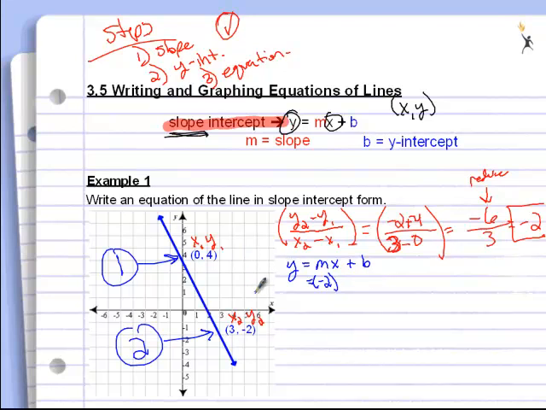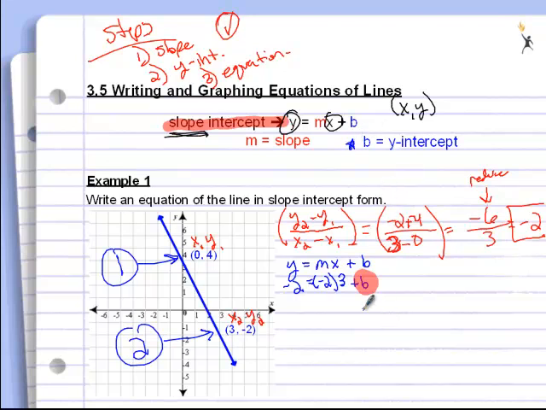Now, I'm going to use this one right down here, number 2. The x is 3, and the y is negative 2. And you'll notice the only thing we don't have a substitution for is b. That's because that's what we're solving for. We're trying to find our new y-intercept.